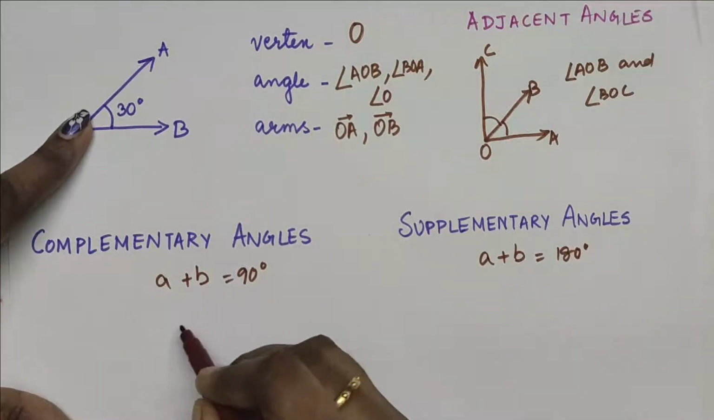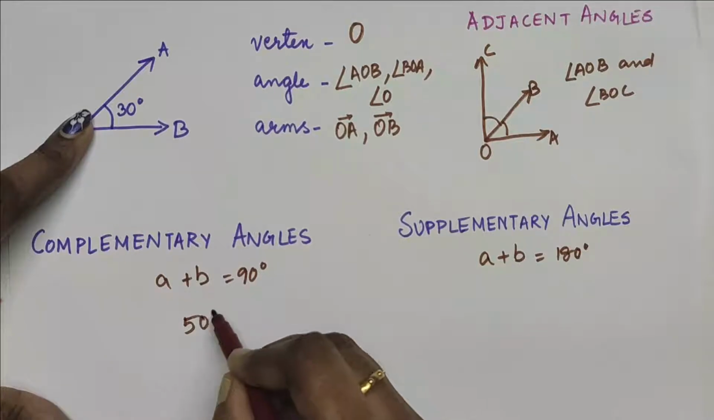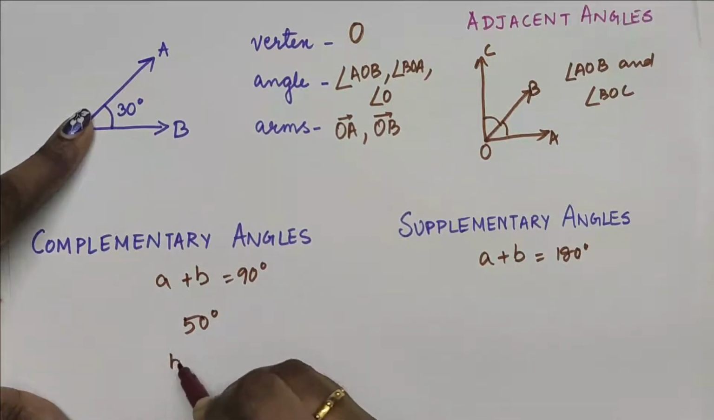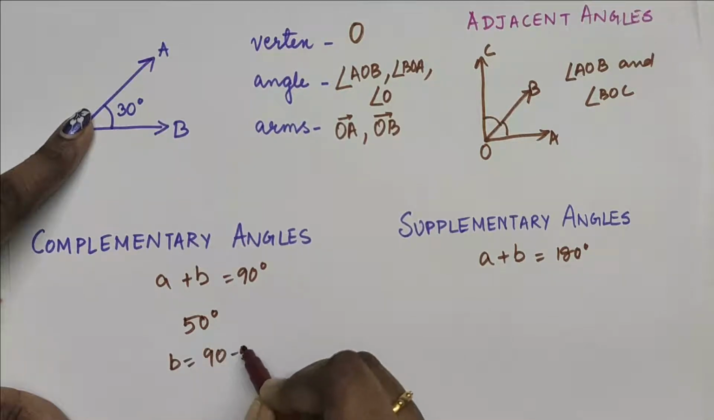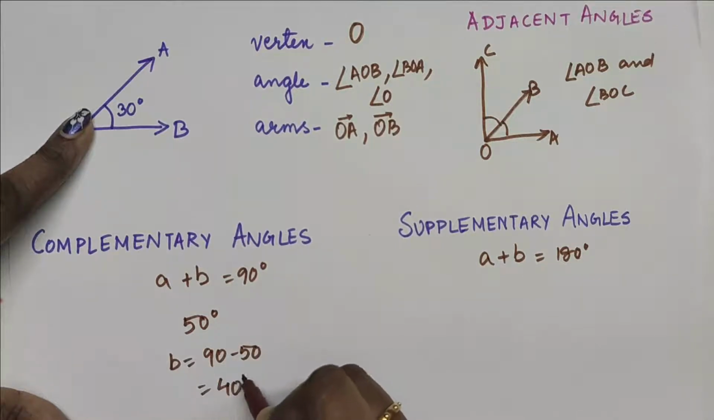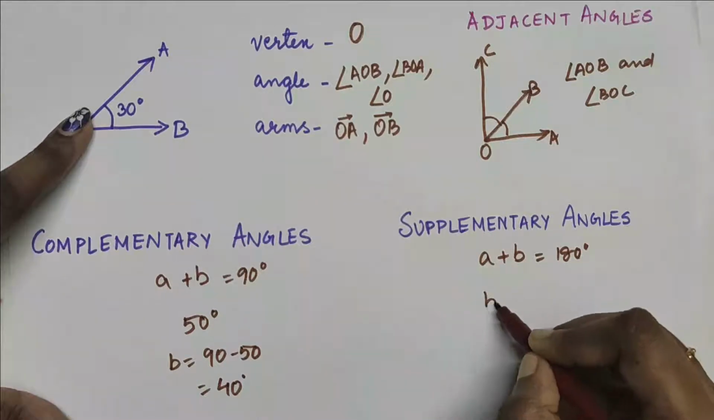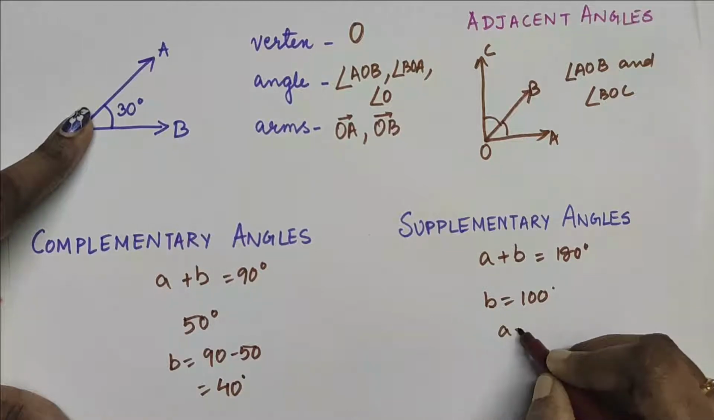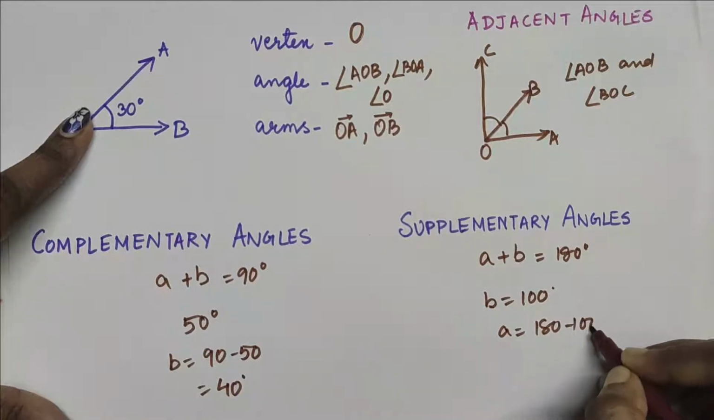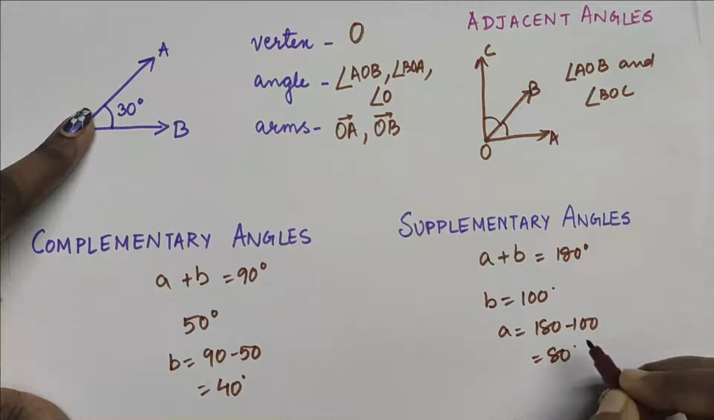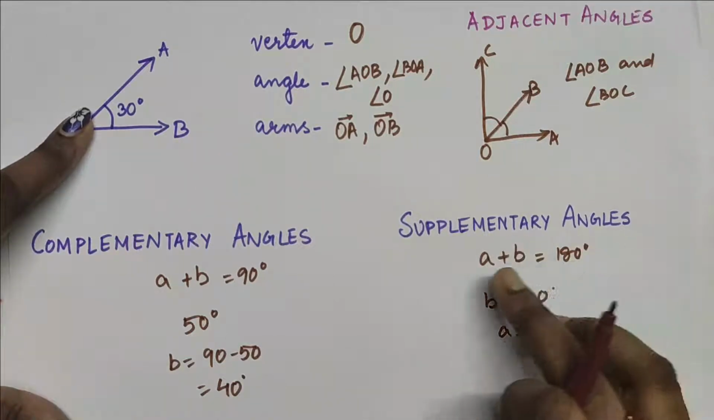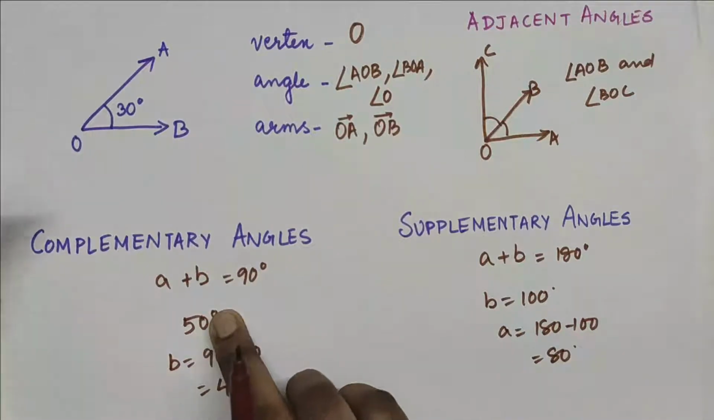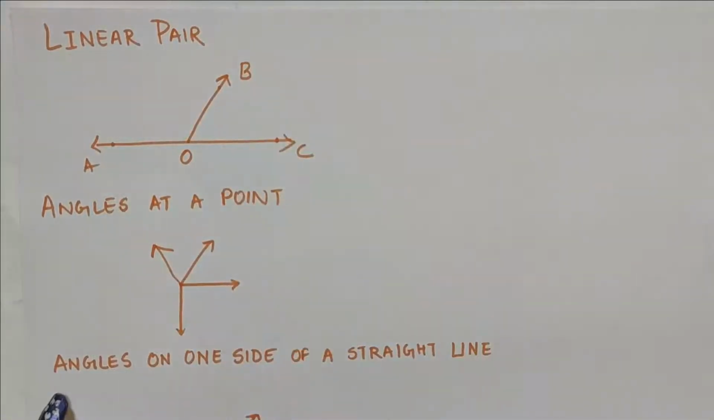For example, if you are given that one of the complementary angles is 50, what is the other one? You need to do 90 minus 50 to get the other angle, that is 40 degrees. And similarly, if we say that angle B is 100, find the supplement of this angle, then what you have to do is 180 minus 100 degrees, that is 80 degrees. So always remember, supplementary means they add up to 180 and complementary means they add up to 90 degrees.